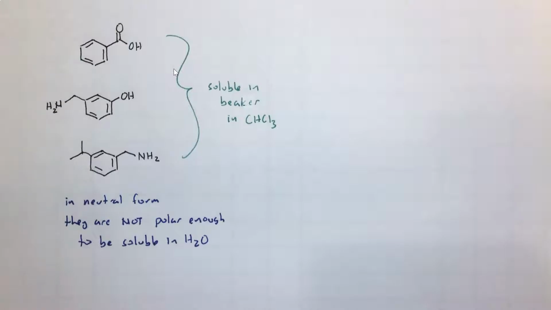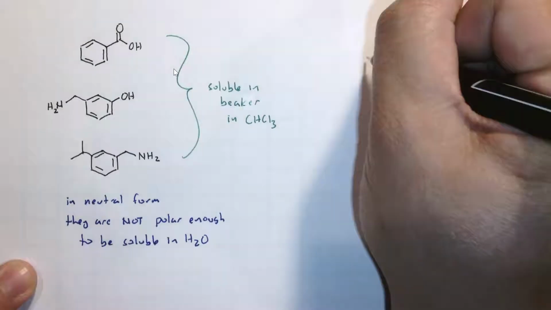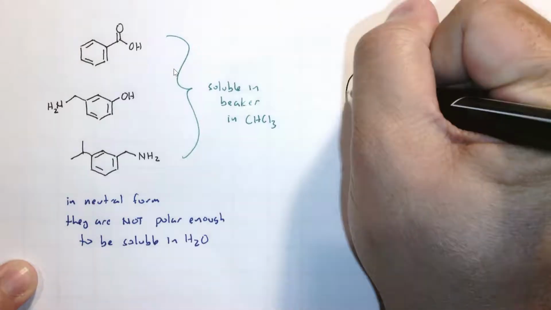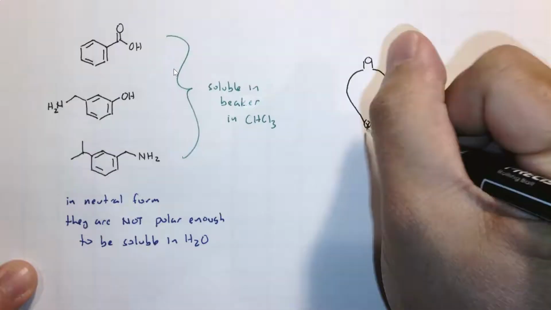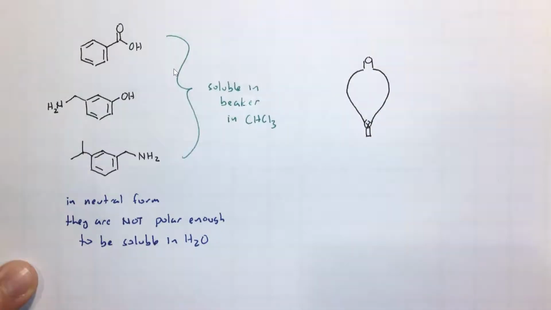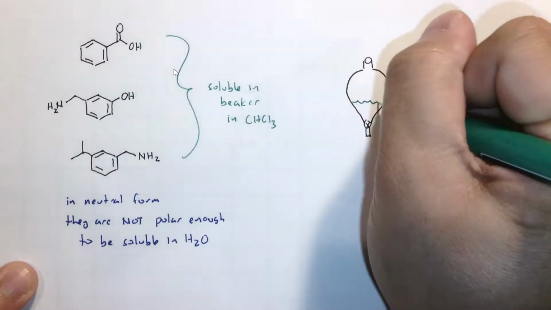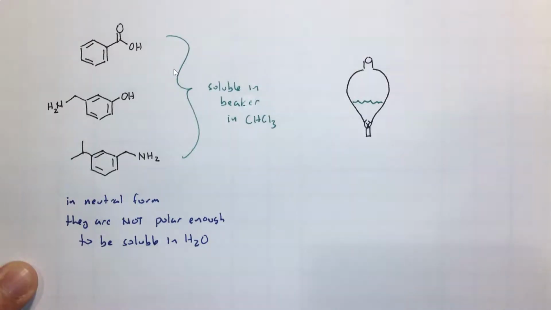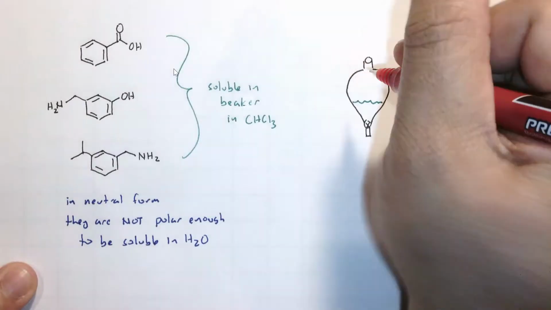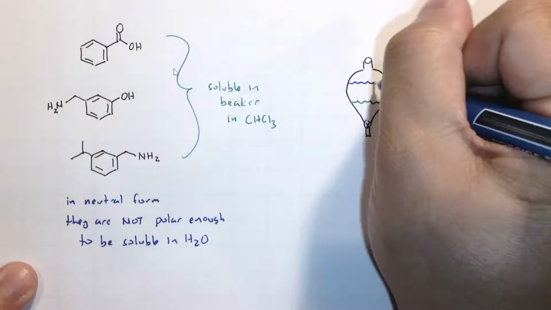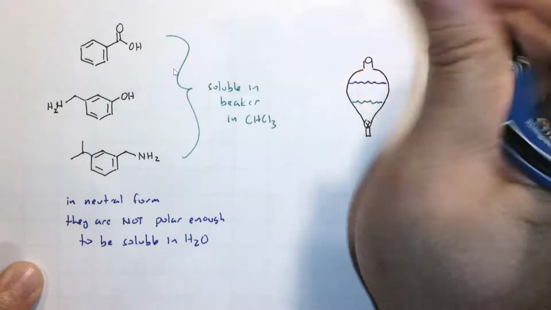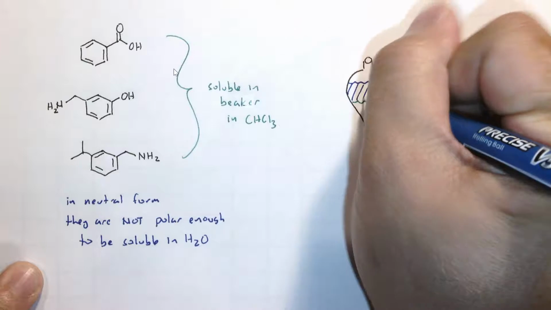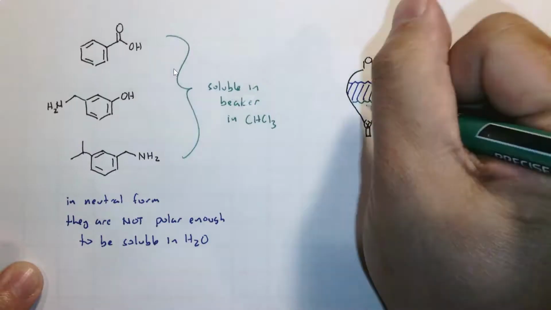We are using an extraction technique. And as you recall, an extraction is you have a separatory funnel, a stopcock that can control the flow of liquid out this spout at the bottom. We're going to have two immiscible liquids. Let me make this one in red, maybe? Let me make this in blue. Hopefully you can tell the difference. Blue on top, green on the bottom.